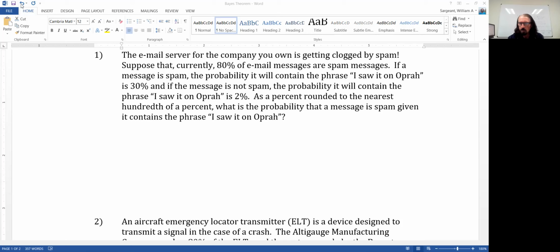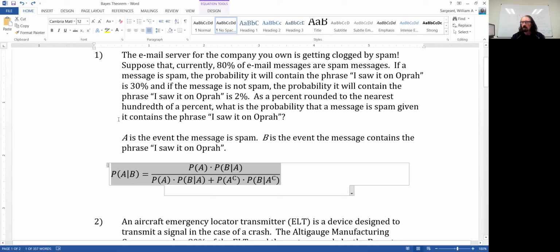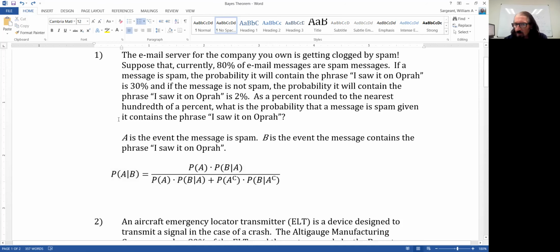Okay, so I've defined here A to be the event that the message is spam, and B is the event that the message contains the phrase, "I saw it on Oprah." How do I know that we should be using Bayes' theorem instead of what we previously learned about conditional probabilities with a priori probabilities? Well, if that was the case, then we would not have this information.